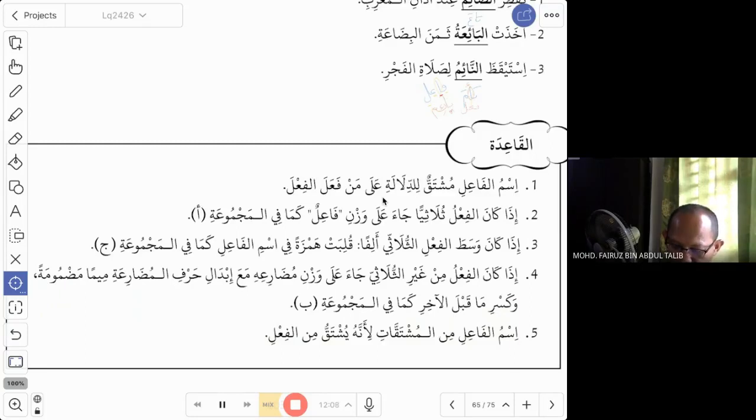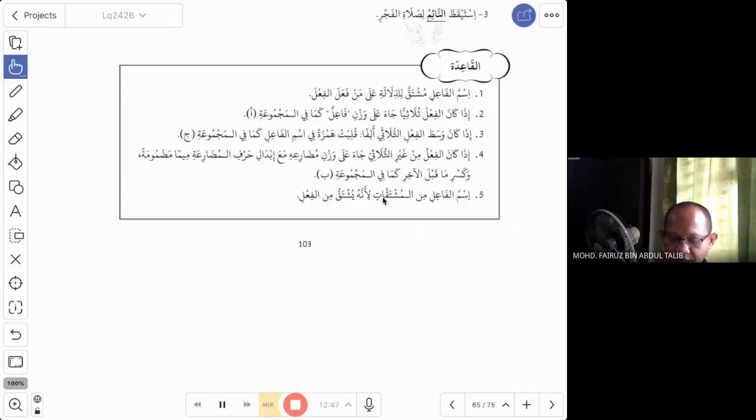And for number 5, ismul fa'il, this is just additional information. They say isim fa'il min al mushtaqat. Ismul fa'il is one of the mushtaqat. In point number 1, we have mentioned this already. It is mushtaq, means it is taken from the fi'il. There are many mushtaqat, and this is one of them. Why do we call it mushtaq or mushtaqat? Because it is derived from the fi'il. That is why we need to know what is the fi'il so that we can translate it properly. Okay, so this is the qaida for isim al-fa'il.